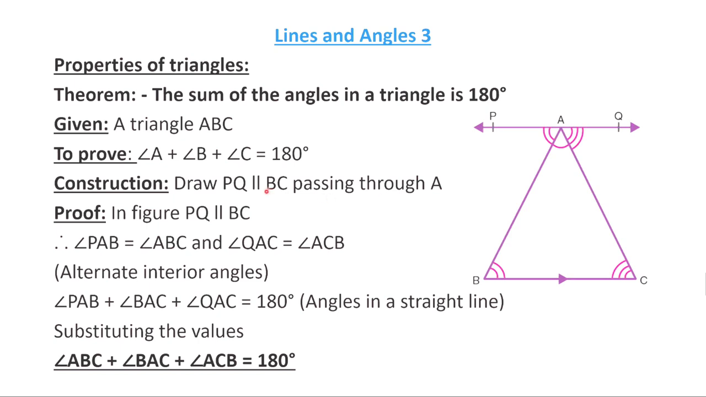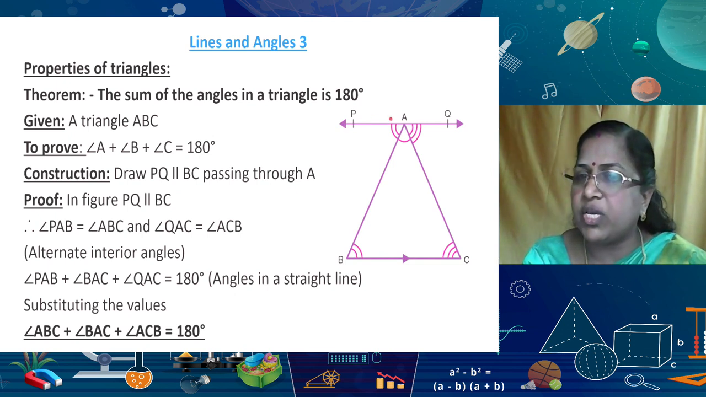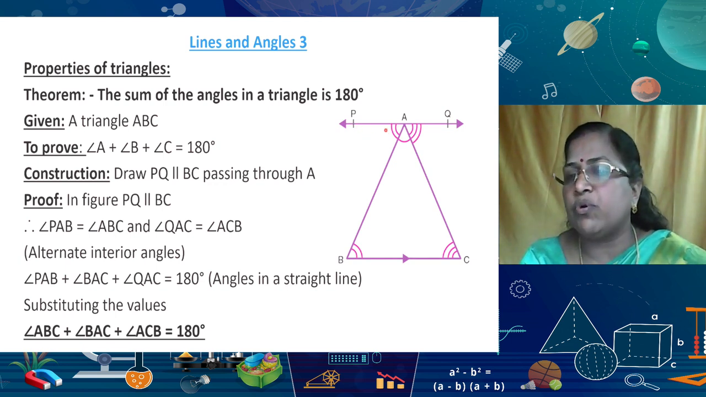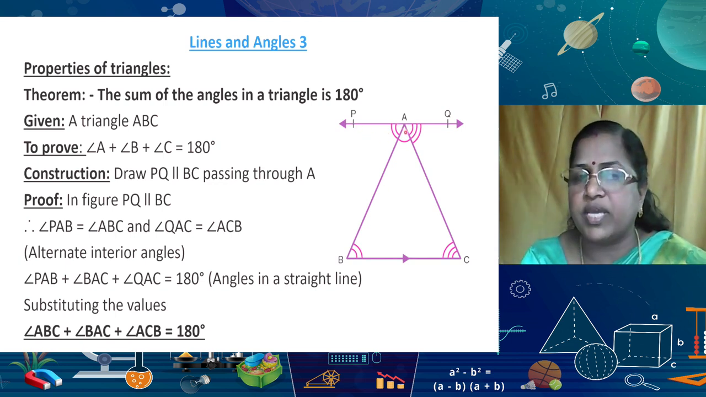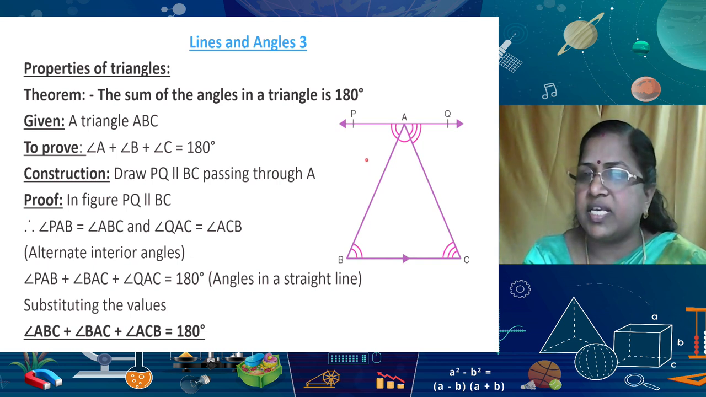First, we had to draw a line PQ parallel to BC passing through A. It is very important to write passing through A, because we can draw a line PQ parallel to BC at any point in this plane. But it is very important, the point is, draw PQ parallel to BC passing through A. Then only we can prove this theorem easily. So in this figure, we can see PQ parallel to BC by construction.